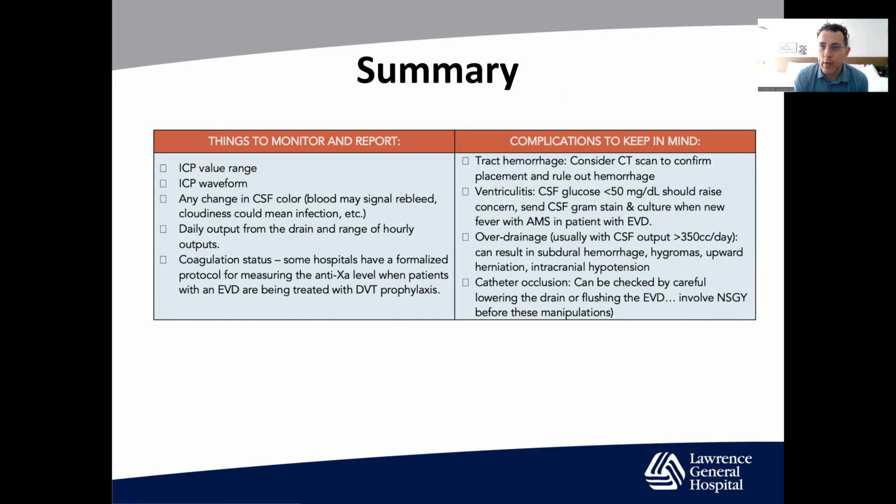So complications, again, to keep in mind: tract hemorrhage, and we can get a CT scan to look at this. Ventriculitis is something that we want to keep in mind. Over drainage, say, again, if someone has greater than, say, 350 cc's of output during the course of the day, leading right to subdural hematomas or hygromas, or that feared complication of upward herniation, or catheter occlusion. And again, if any of these particular things happen, then we want to consult our neurosurgery colleagues.